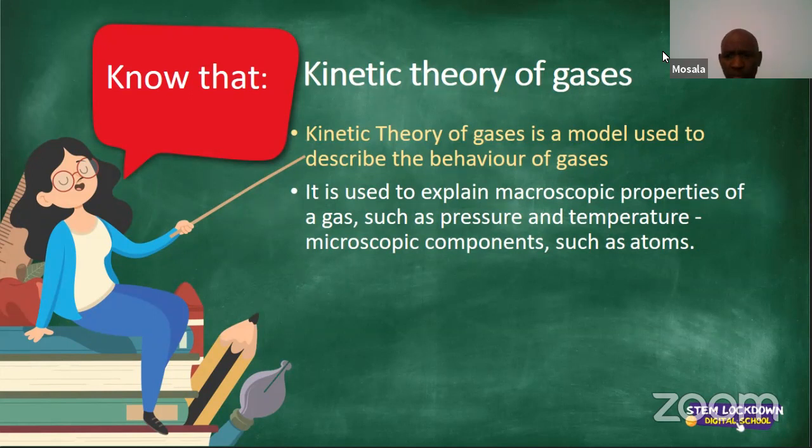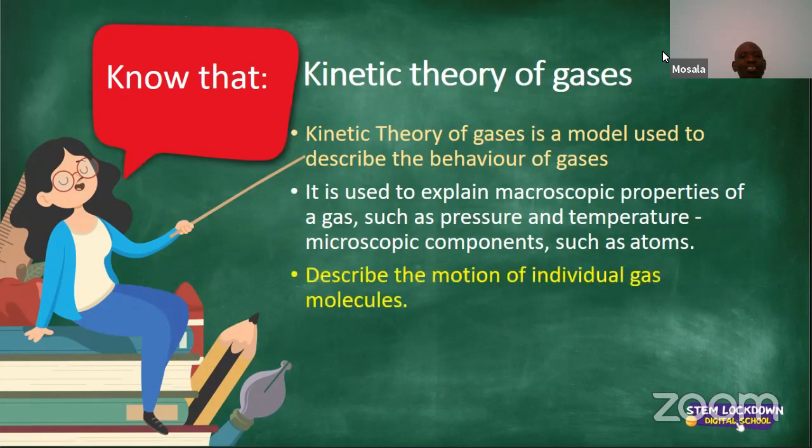So here, what do we mean by macroscopic? Macro, we mean larger things, bigger things, and we're referring to pressure and temperature, in which you can see pressure change, and you can be able to detect if there's pressure change and also if there's temperature change. And microscopic, meaning minute, very small components of gases such as atoms. So we are using the kinetic molecular theory to be able to explain this.